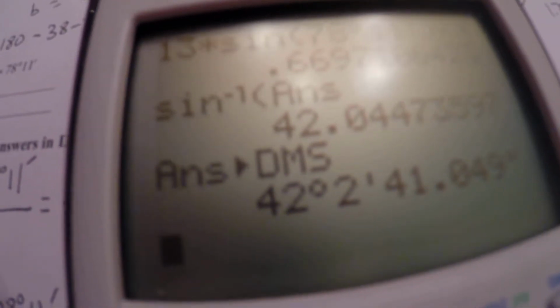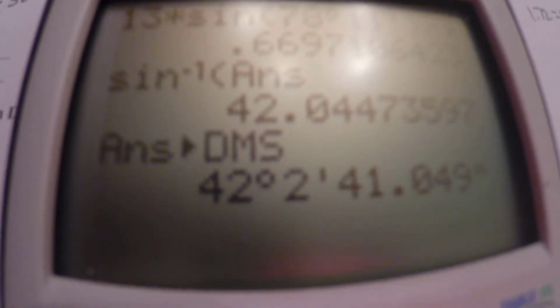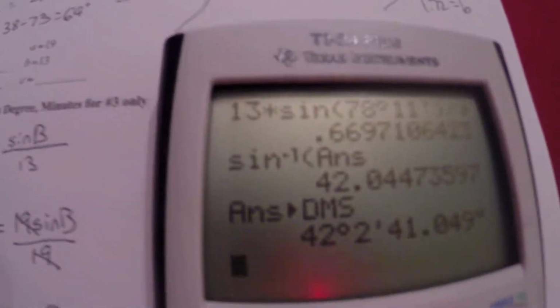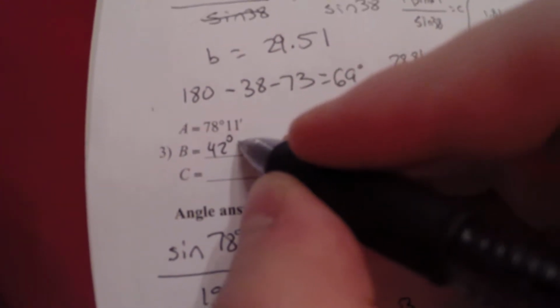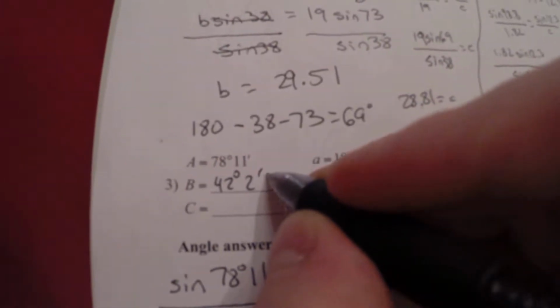Even though it says degree minutes, I'm going to go ahead and write it out. There would be an issue of rounding. You'd round up because 41 is greater than 30 seconds; 30 seconds or above we'd round up. But I think writing it out is more precise, and more precise is better. So 42 degrees, 2 minutes, 41 seconds. All right, how do we figure out the last angle?